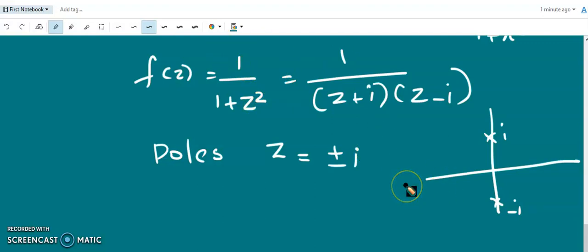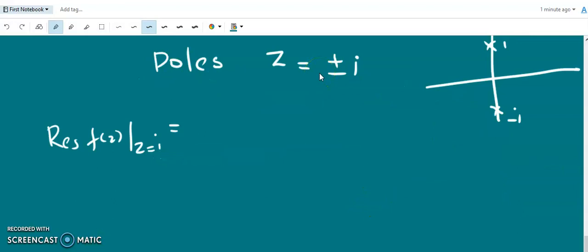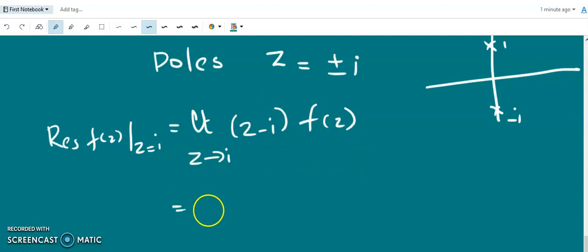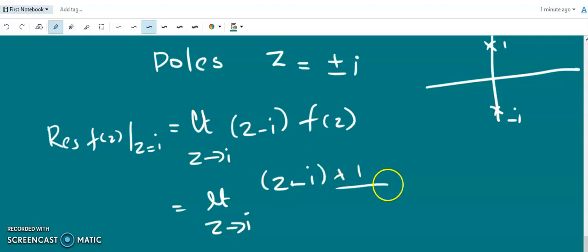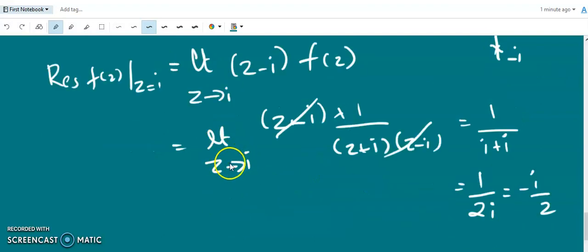So now we have to find out the residue of the function at z equal to I. z equal to I is the only point in the upper half plane. This is found by using the equation limit z goes to I, z minus I into f of z. That is limit z goes to I, z minus I into 1 by z plus I into z minus I. So the z minus I terms cancel, and by applying the limit z goes to I, we have 1 by I plus I, that is 1 over 2I, that is minus I by 2. So this is the residue.